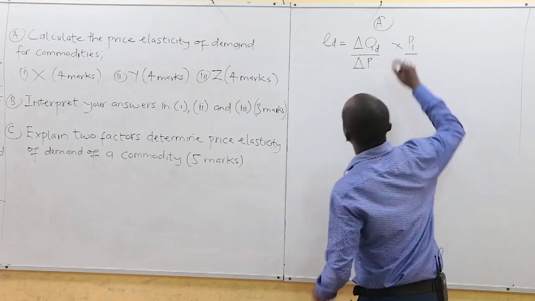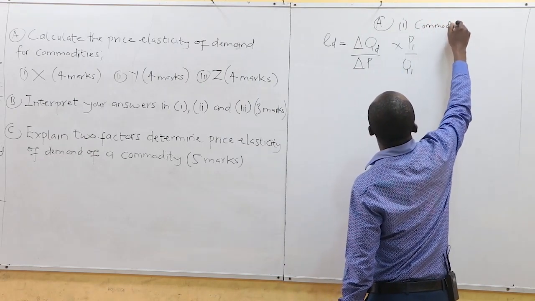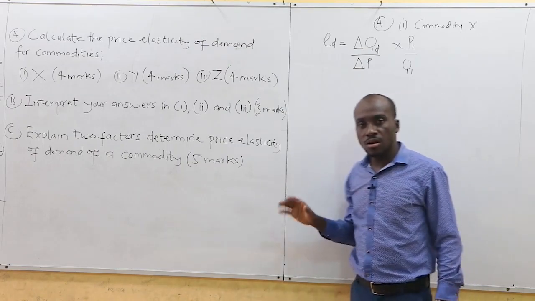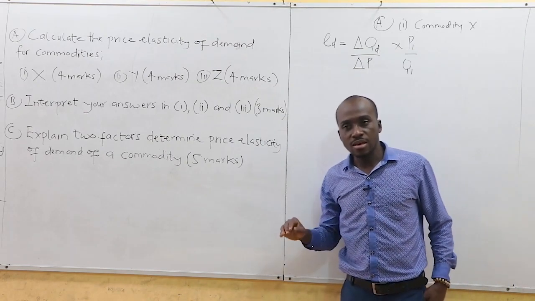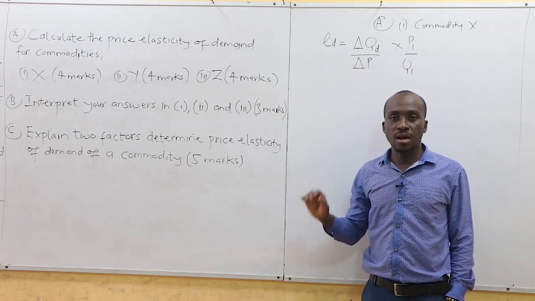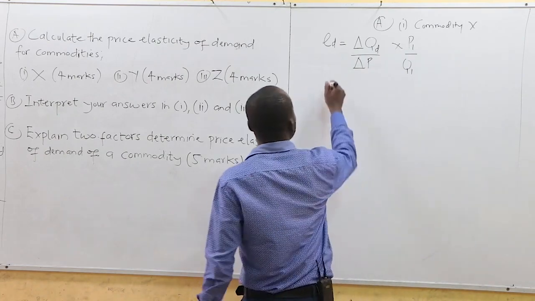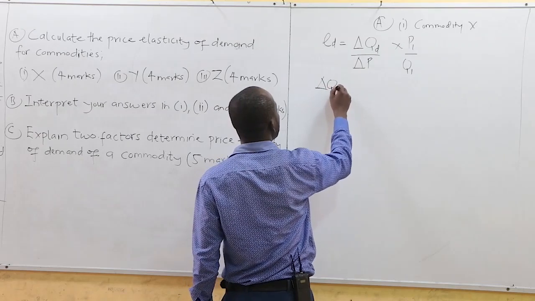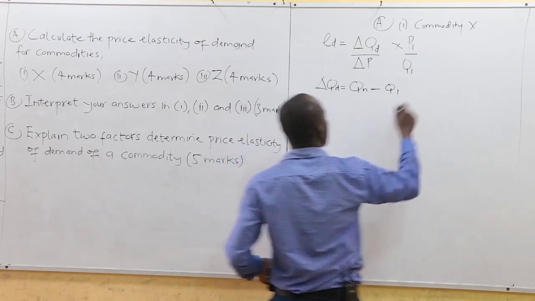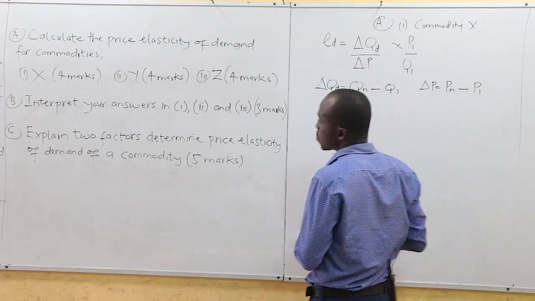So which commodity are we doing? Commodity X. I'm going to use the first approach for commodity X. When I finish, I use the second approach for commodity X again. Then take commodity Y, use the first approach, second approach, commodity Z, first approach, second approach, and we go on, right? So in the first approach, the change in quantity demanded is equal to the new demand minus what? Initial demand, right? And the change in price is equal to the new price minus what? Initial price.